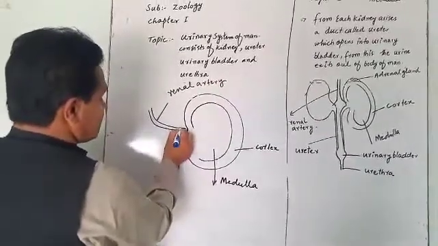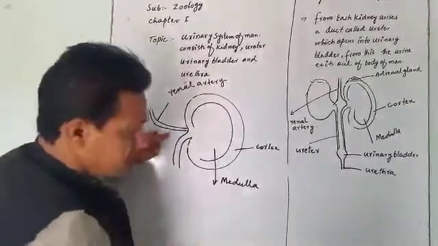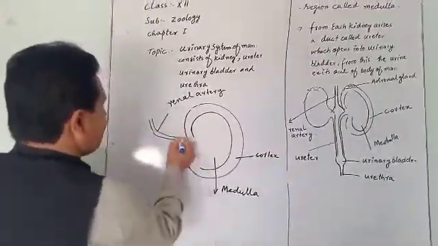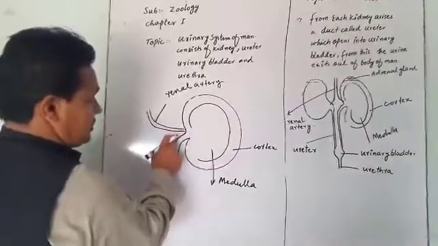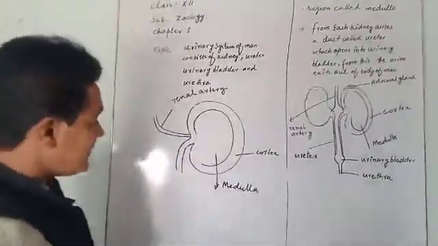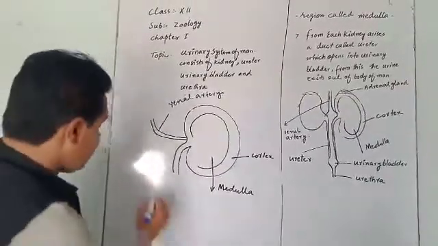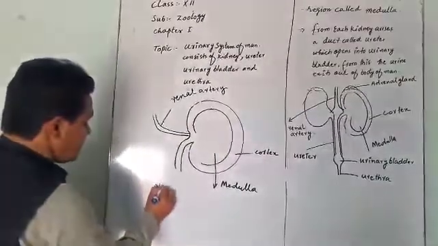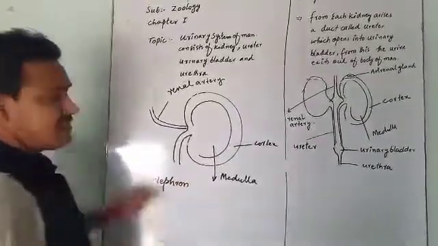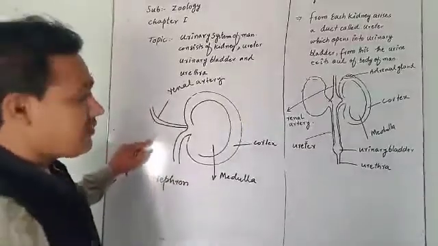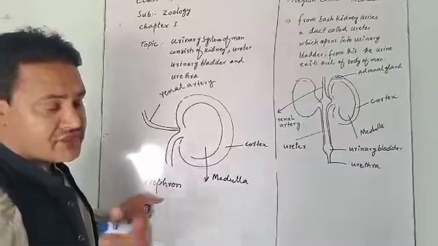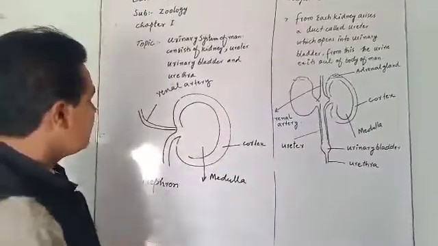For what purpose does it carry blood? It carries blood for purification. Then when blood goes in the kidney, there are filtering units. These filtering units are called nephrons. Each kidney is made up of millions of nephrons. Nephrons are functioning units of the kidney.